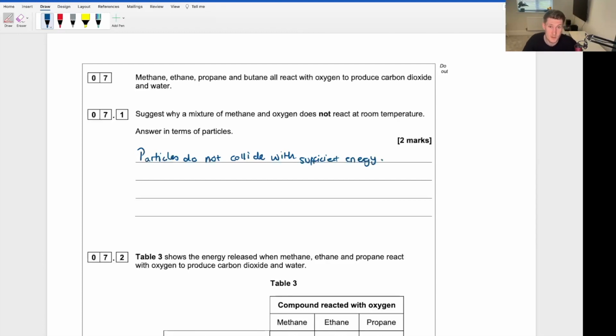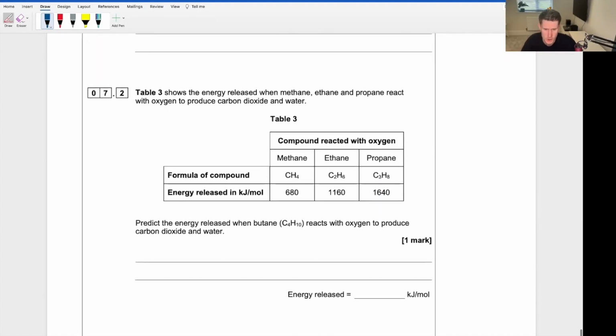So if they don't collide with enough energy, no reaction will happen. Okay. 7.2. Table 3 shows the energy released when methane, ethane, propane react with oxygen to produce carbon dioxide and water. Predict the energy released when butane, C4H10, reacts with oxygen to produce carbon dioxide and water.